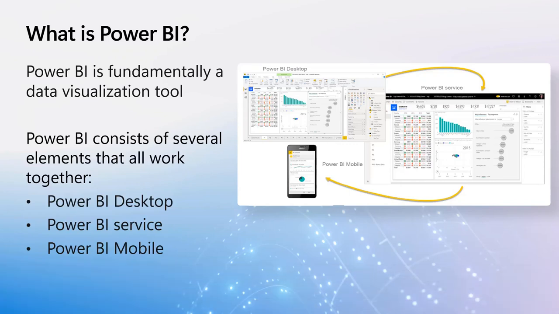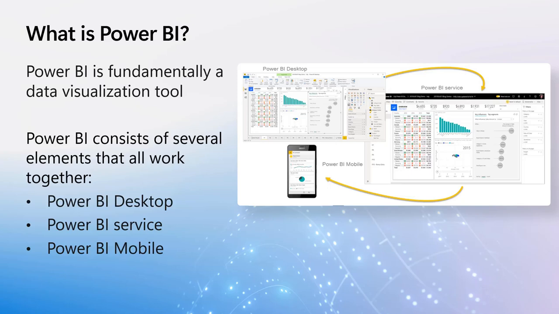So what is Power BI? It's fundamentally a data visualization tool. It lets you easily connect to your data sources, transform and model your data, before going on to visualizing your data using a wide range of visualizations. And once you're happy with your report, you can share it to the rest of your organization.